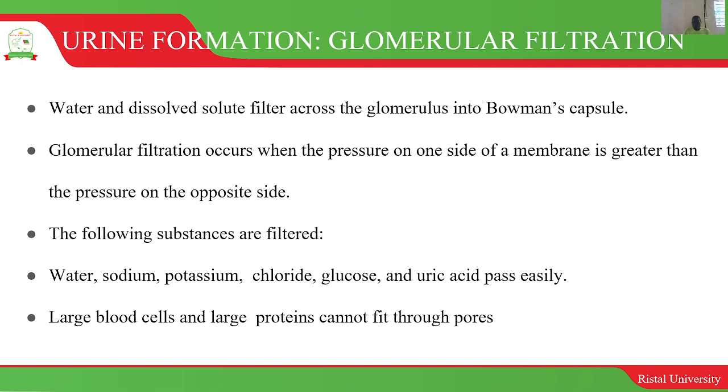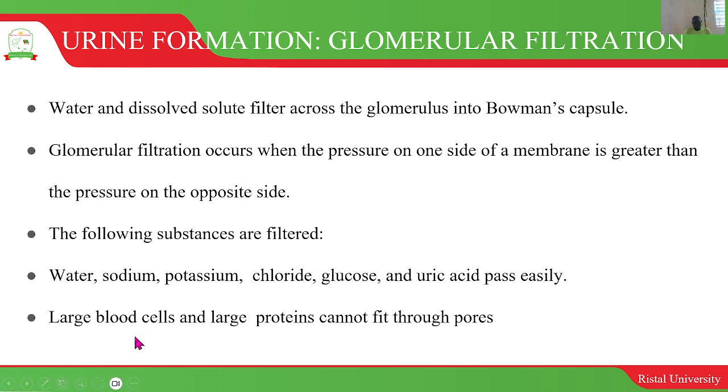Urine formation, we are looking at the glomerular filtration. So water and dissolved salts filter across the glomerulus into the Bowman's capsule. And then the glomerular filtration occurs when the pressure on one side of the membrane is greater than the pressure on the opposite side. Of course, at the afferent arterioles where the blood is coming in, the pressure is always higher than the side where it's exiting. So there will be that ultrafiltration.